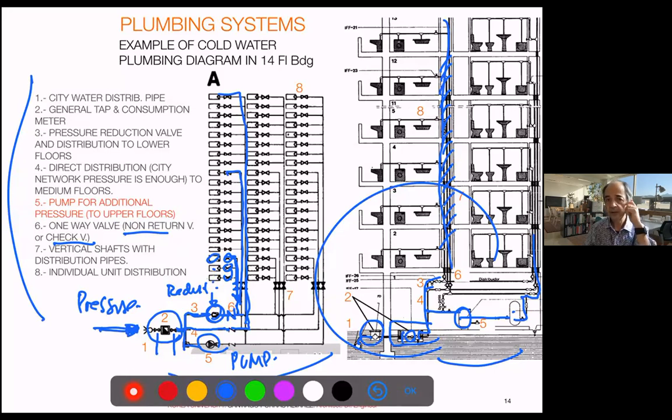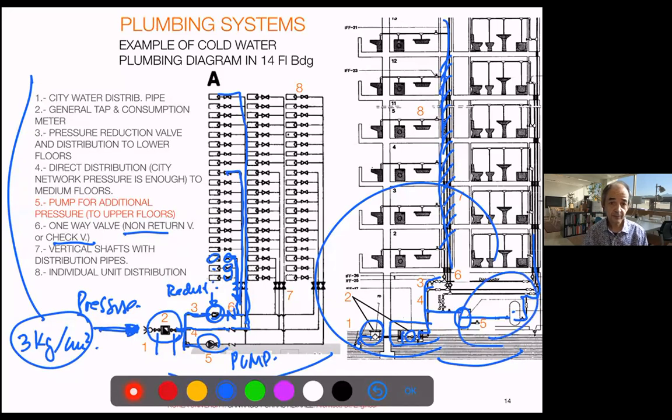Yeah, so for the pressure reduction or the pump, usually you have to speak to the engineers or to the city, so you will know the pressure they provide, right? Usually, if it is about 3 kilograms per square centimeter, this will be an adequate pressure, right? If it is over that, you will need to reduce. If it is lower, you will need pumps.